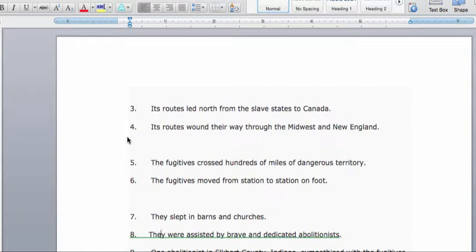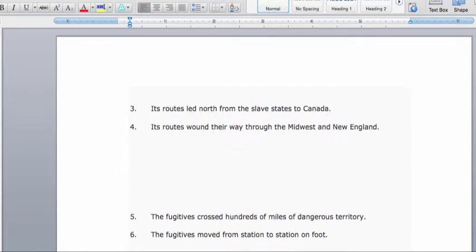To look and see where you can put participles, you need to look at, again, similar items. What's the subject? What's the verb? And then what could be describing something else? So in the first two sentences I have here, I have: its roots led north from the slave states to Canada. And then the next sentence: the roots, again, wound their way through the Midwest and New England. So I could describe roots again.